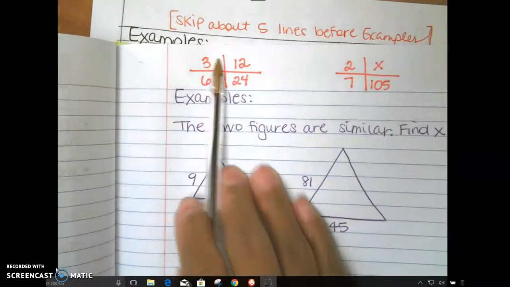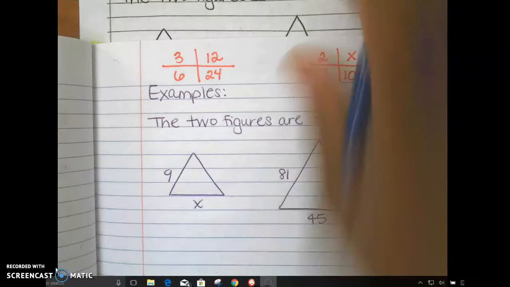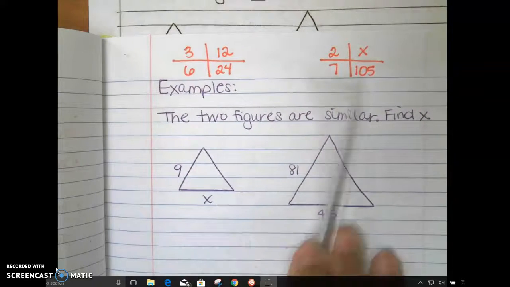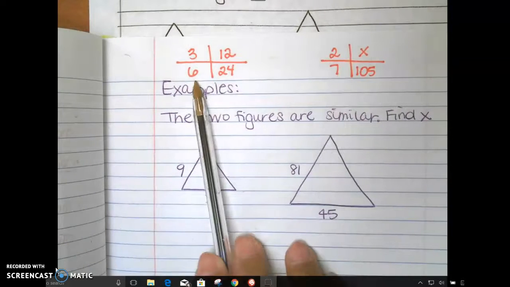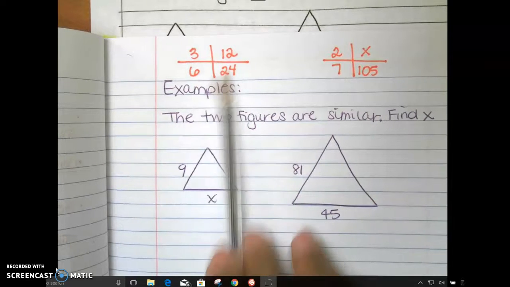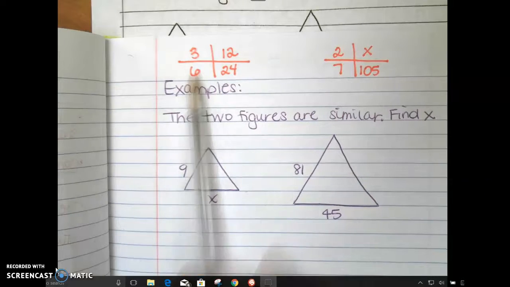Right here. This is a proportion that is complete. This is a proportion that is not complete. It's got a missing value here. With these two proportions, I have to do two different things. Are you paying attention? Yes. What do I have to do with this proportion here?